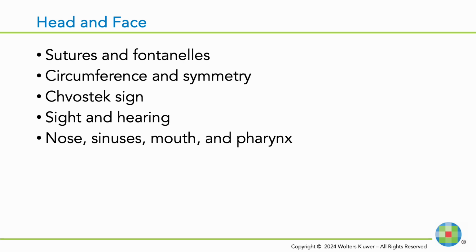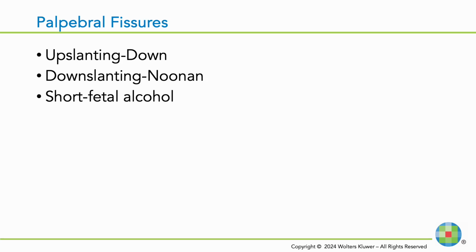These are things that are important to not only assess, but to recognize if they're abnormal when caring for children, when caring for infants. Recognizing some abnormalities in children is important. Upslanting may be associated with Down syndrome. Downslanting could be associated with Noonan. Short could be related to fetal alcohol syndrome. These are all things that we need to be able to recognize.